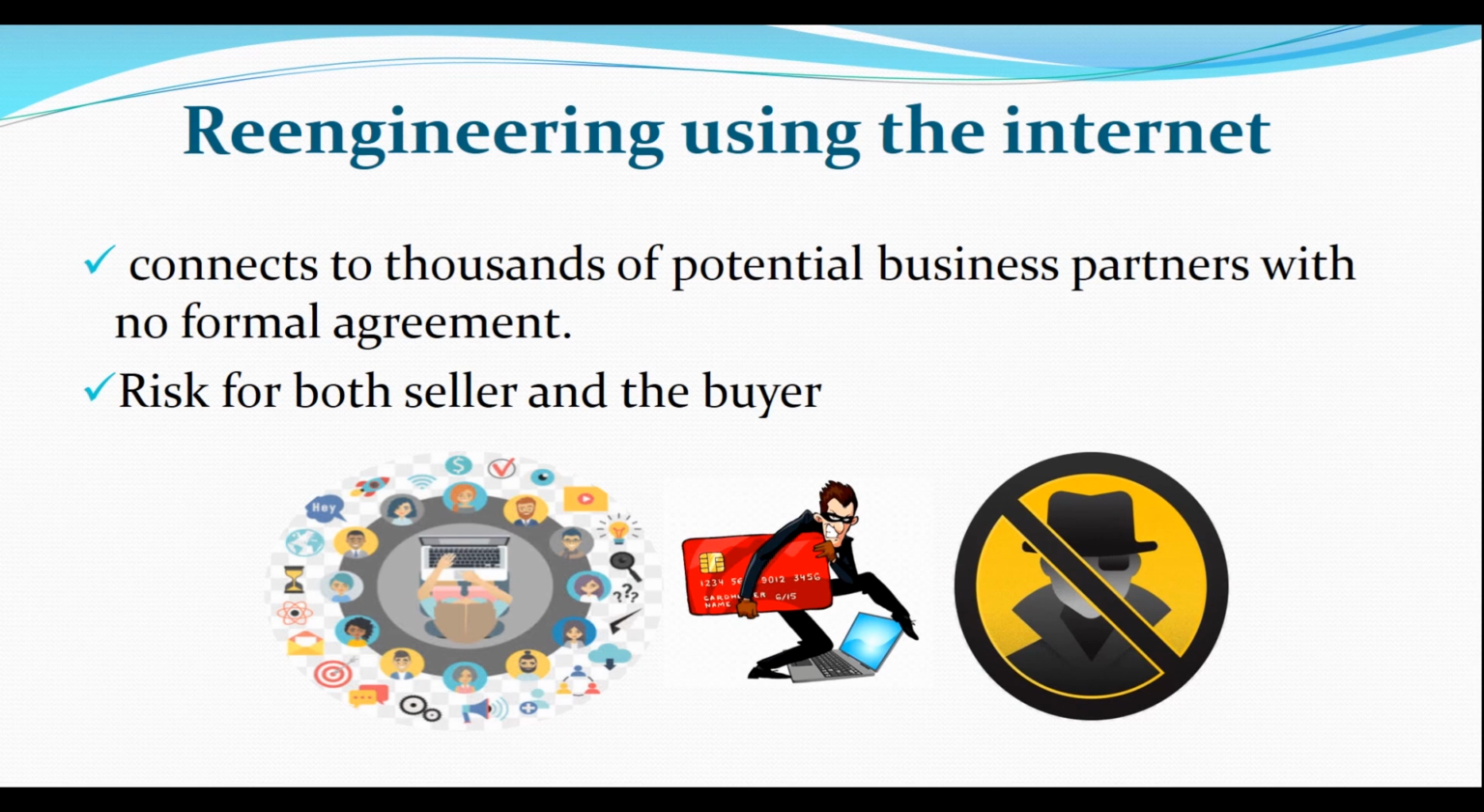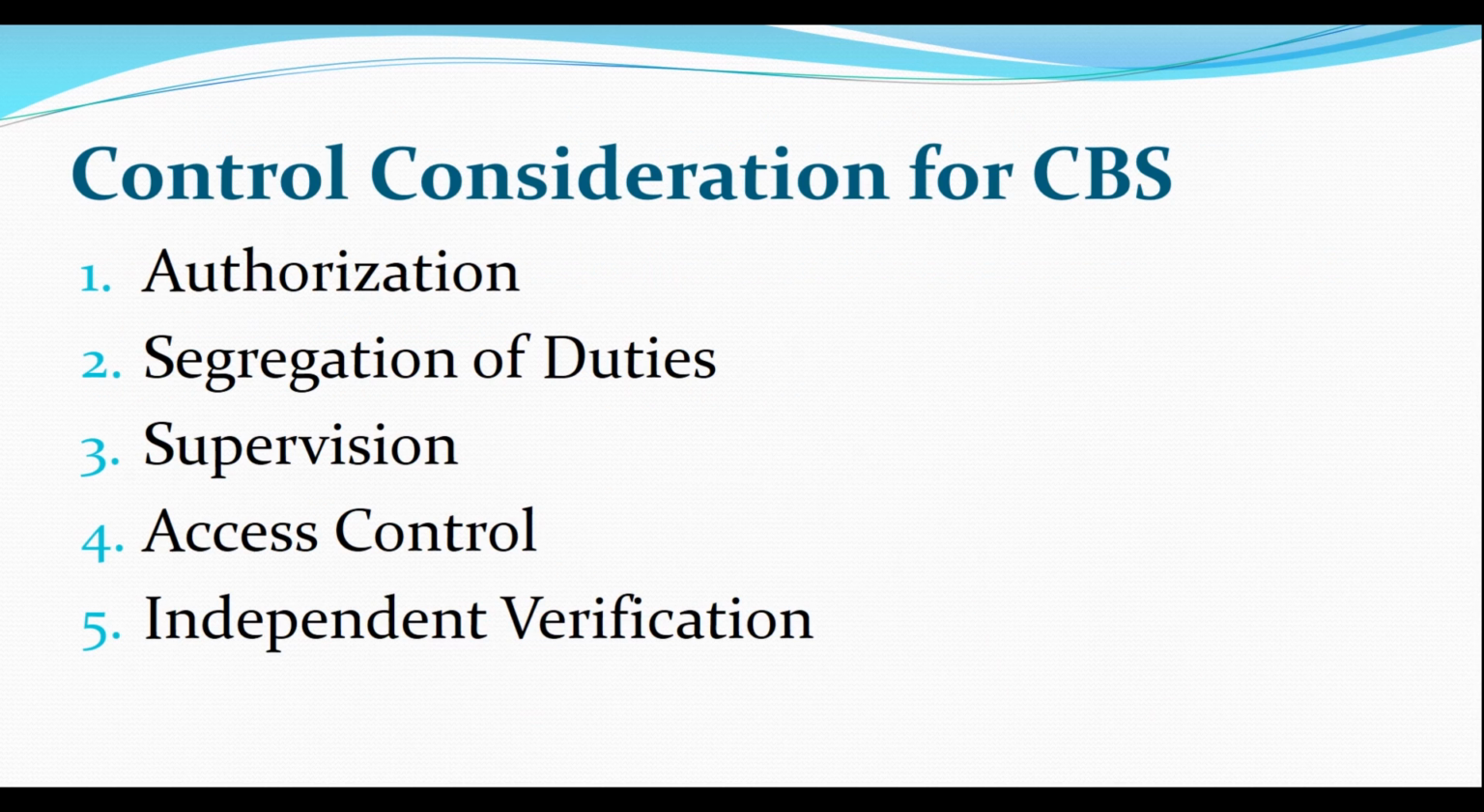Re-engineering using the internet connects to thousands of potential business partners with no formal agreement, a risk for both seller and buyer. Control considerations apply to both computer-based systems and PC-based systems. Number 1, authorization. Number 2, segregation of duties. Number 3, supervision. Number 4, access control. And number 5, independent verification.